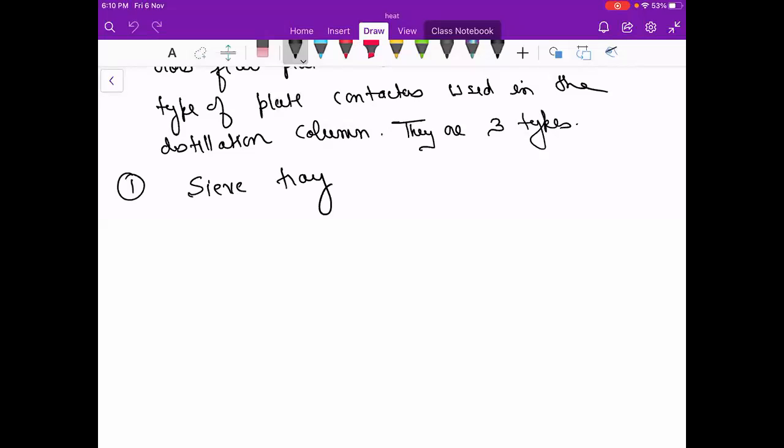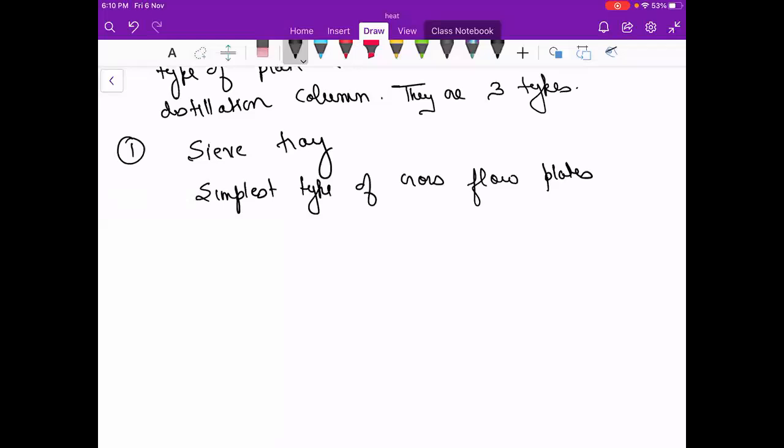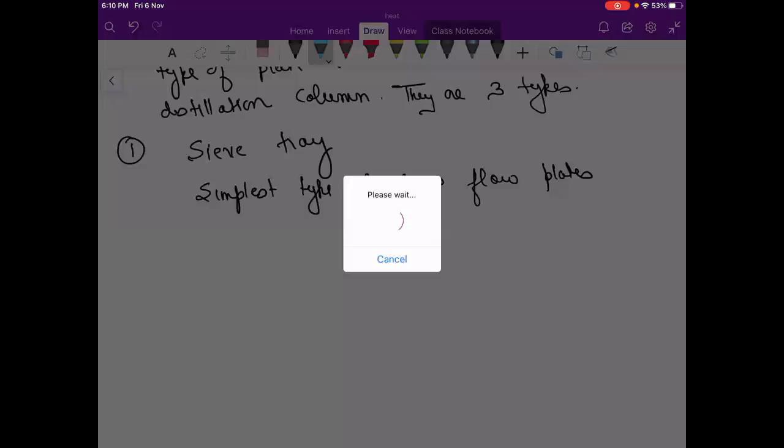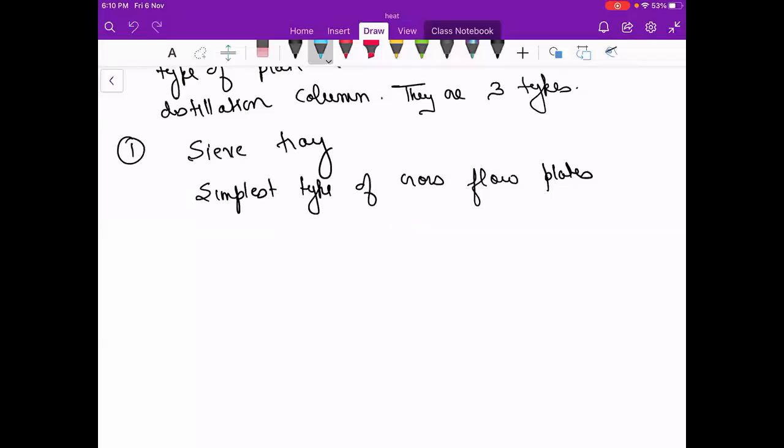So the sieve tray is the simplest type of cross flow plate. Basically, what is the idea here in the sieve tray? It is like this. Suppose your tray will be like this, and in between a gap will be there.